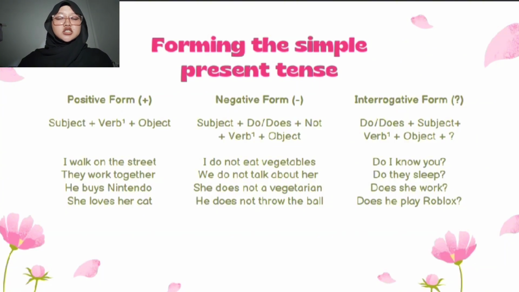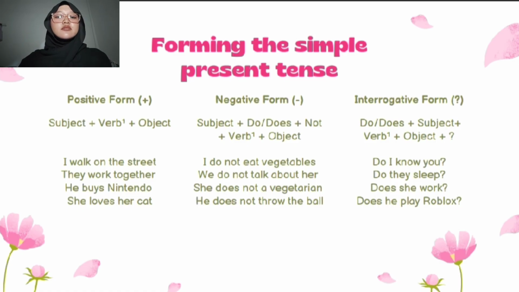Okay, take a look at the examples. I do not eat vegetables. We do not talk about her. Okay, that's for the plural. And we come to the singular ones. She does not a vegetarian. He does not throw the ball. See the difference? If the subject is plural, we use do. If the subject is singular, we use does. And to make it negative, just add not after do and does.